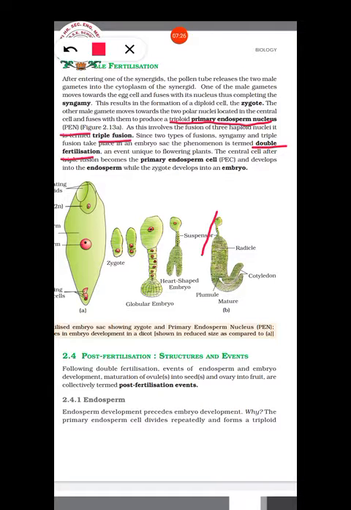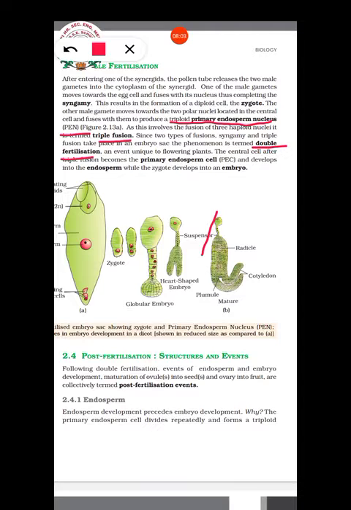Okay, so this is known as triple fusion, and there are two types of fusion that take place. What are they? Syngamy. Syngamy is fusion of male and female gamete, isn't it? And triple fusion, that is taking place between the male gamete and the polar nuclei. So there are two fusions that take place. It is known as double fertilization, and this double fertilization is very peculiar, special to the flowering plants.